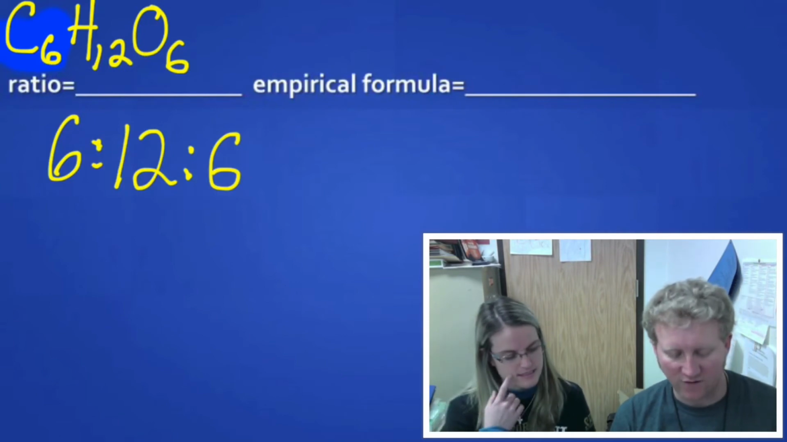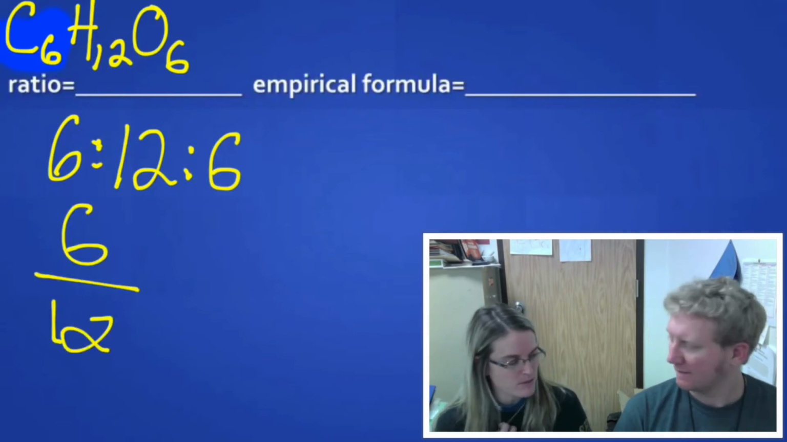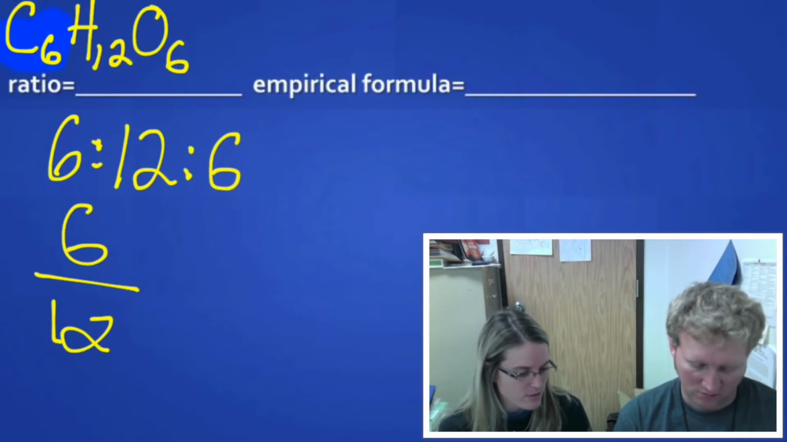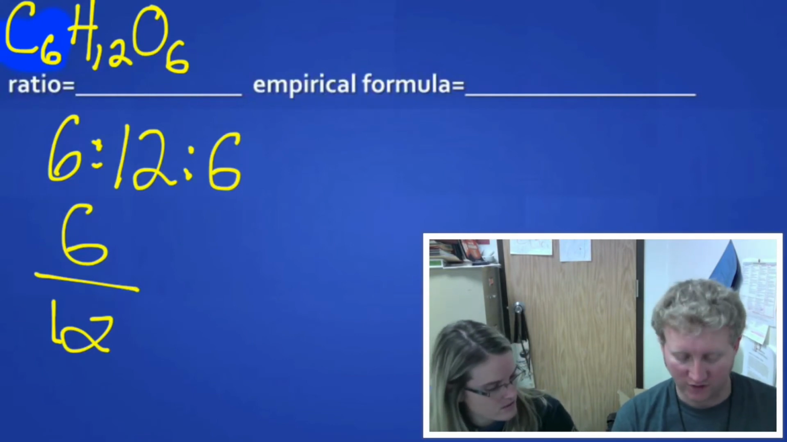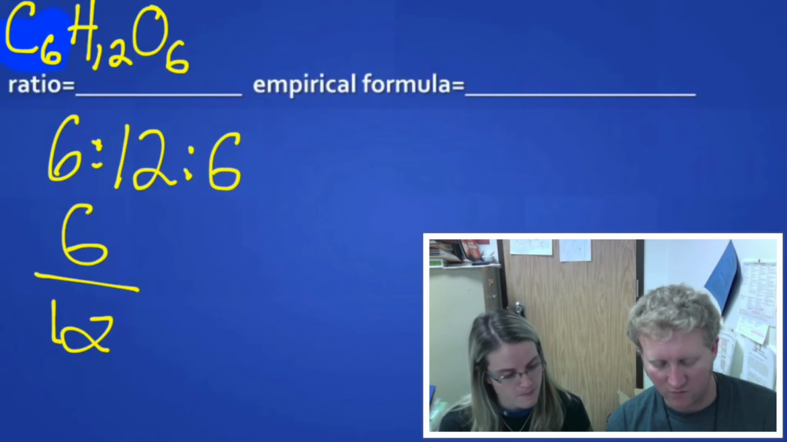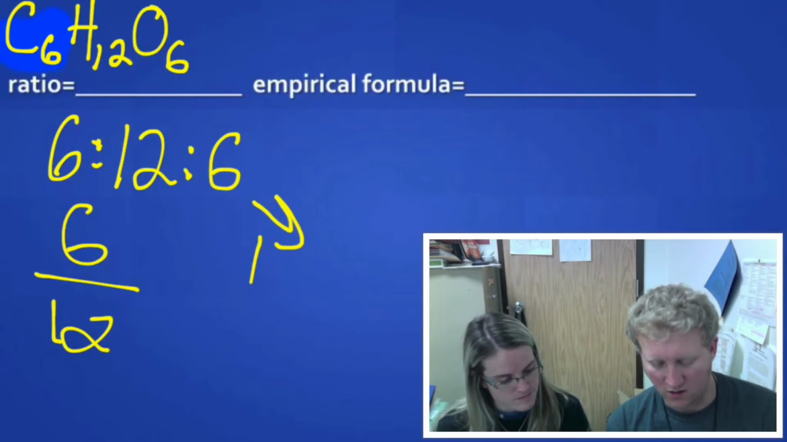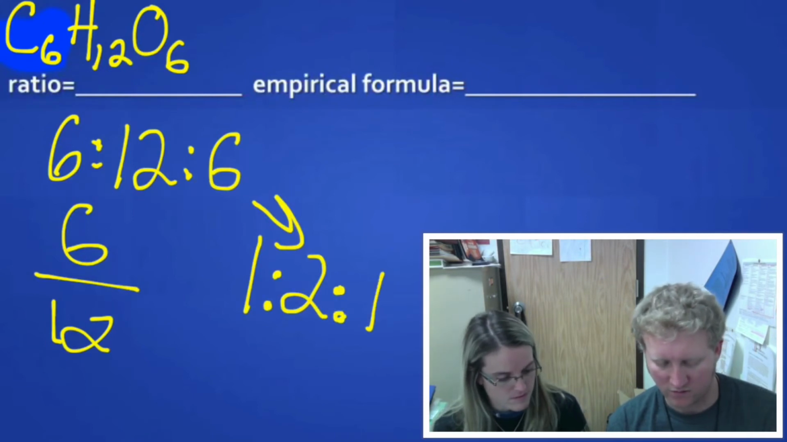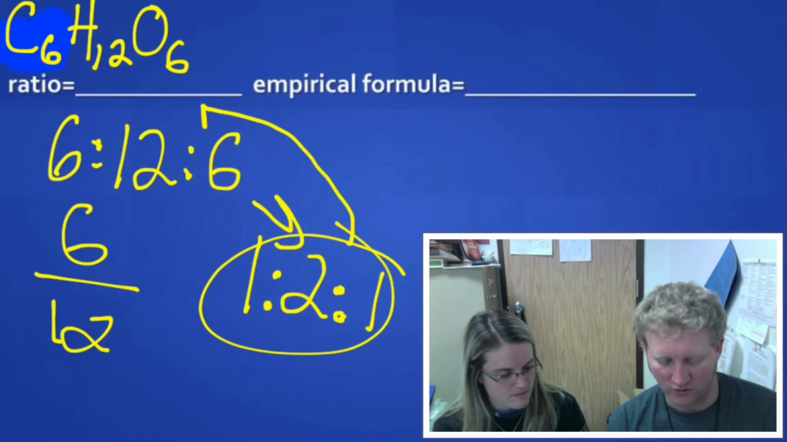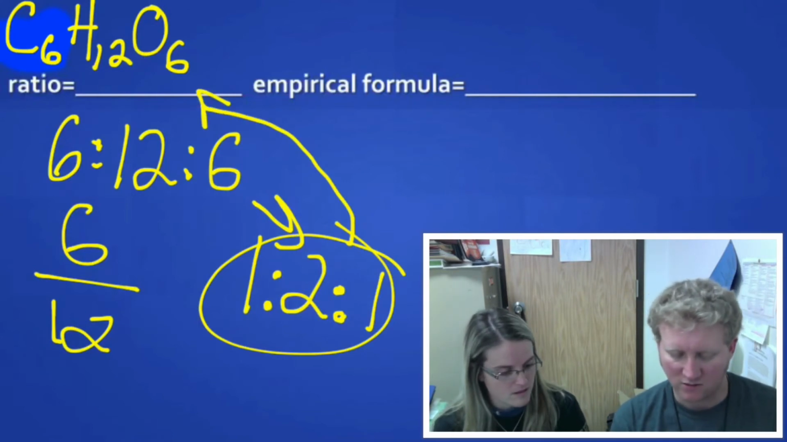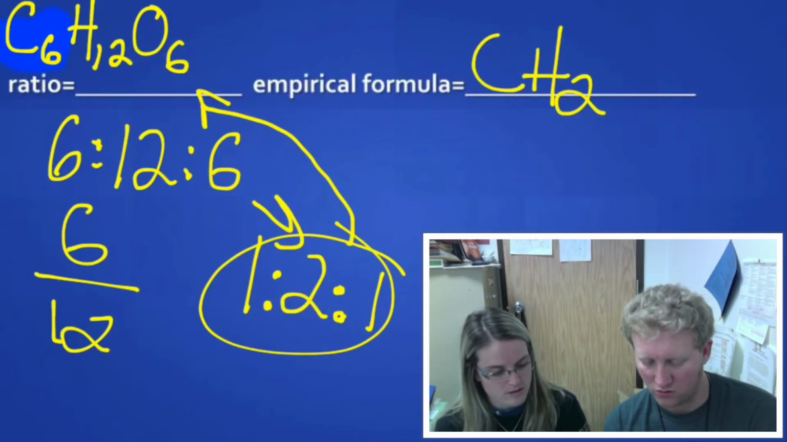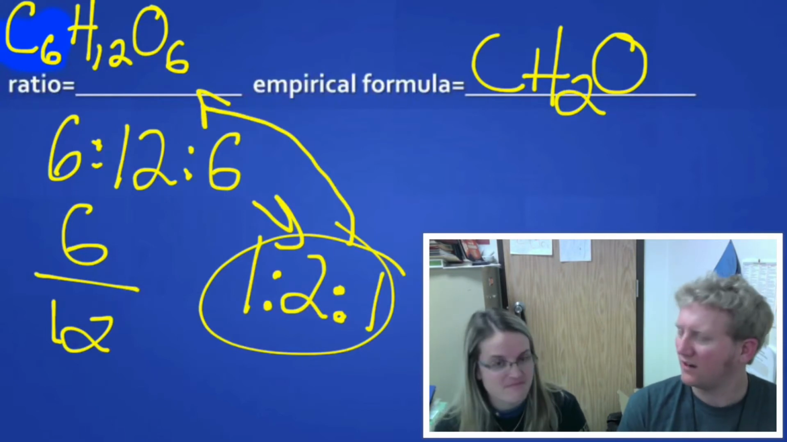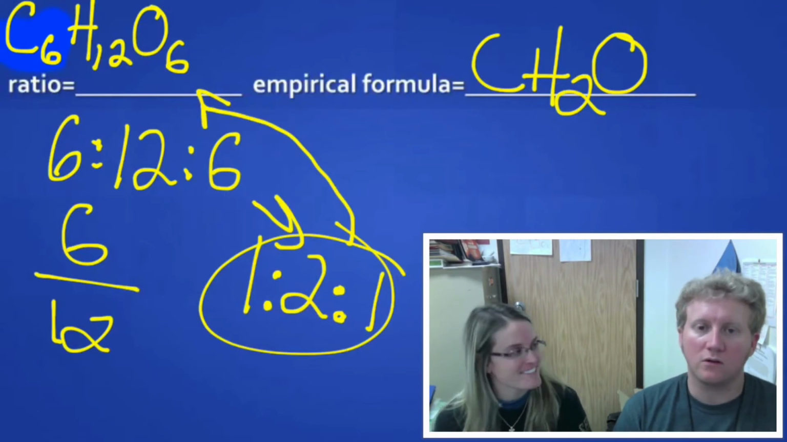Now, can we reduce those numbers? If I've got 6 over 12, I could divide them all by 2, which would give 3, 6, 3, and that can go even further. So I have to divide them all by 6. If we divide them all by 6, we get 1, 2, 1. That would be our molar ratio, and then we can take that to make our empirical formula, which would be CH2O. Okay, not too bad, right? I like this. I hope they're all like this.